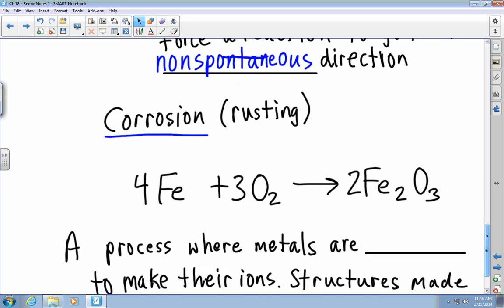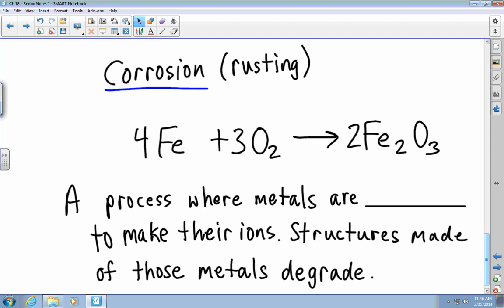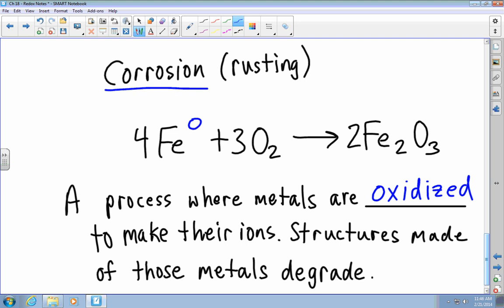There is another application of redox, and that is corrosion or rusting. And corrosion is a spontaneous reaction, and it's a process where metals are oxidized. And when they're oxidized, they go from the metal, and the metal itself, like iron in the reaction here, has a charge of 0 because it's the element in its natural state. You make a compound, and now the iron has a charge, 3 plus in this case. So the iron is going from 0 to 3 plus.